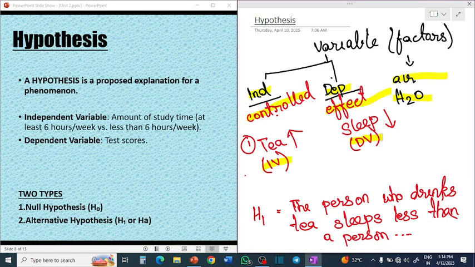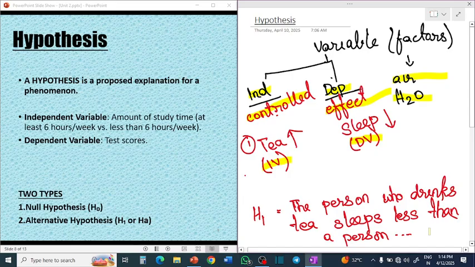And how will be your hypothesis? Your hypothesis will be a combination of both of these two factors. Like your hypothesis will be the person who drinks tea sleeps less than a person who doesn't drink tea. So this will be your hypothesis.